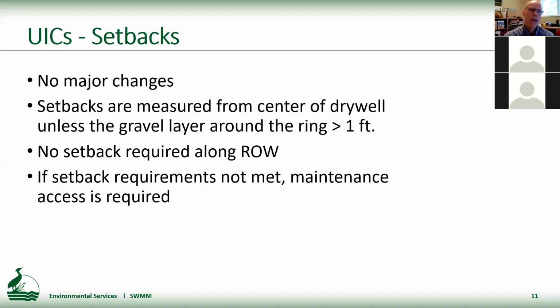Just to confirm, setbacks are measured from the center of the dry well, unless the gravel layer that's surrounding the ring, between the ring and the soil, exceeds more than a foot, then the setback is to that edge of gravel. But I think most dry wells are built with 1 foot of gravel. There's no setback required along the right-of-way property line. And if setback requirements aren't met, maintenance access is required, consistent with what I described for dry wells under structures, buildings. Next.